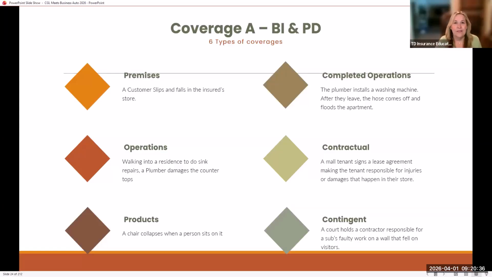Like I said, not every business is going to have all of them, but there are six types of coverages that a business could have. Completed operations. Again, a contractor comes in, they install a washing machine. After they leave, the hose comes off. And now the customer's flooring is buckling and there's lots of damage there, maybe some drywall damage if it seeps in. So that is completed operations, property damage that could happen to a third party.